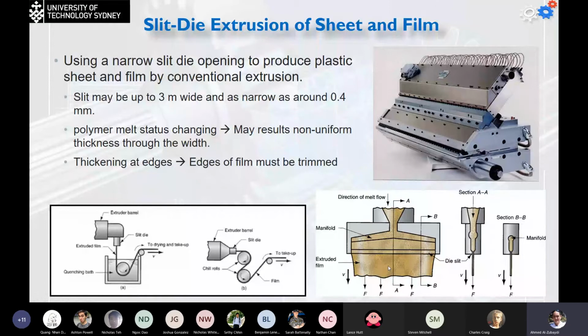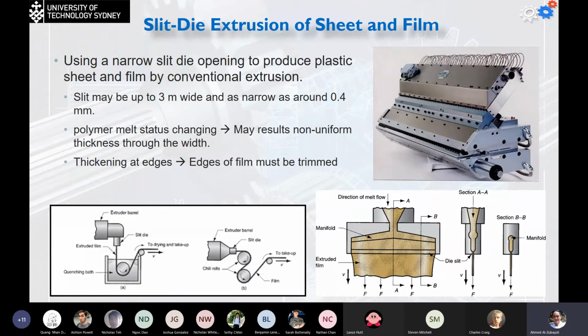The slit can be up to 3 meters wide and as narrow as 0.4 millimeter thickness. This often results in non-uniform thickness through the width, because the polymer melt status changes, as you can see here. So usually we're going to have it thicker at the ends and thinner in the middle, so we need to trim the unwanted part. The edges of the film usually must be trimmed because the thickness at the edge is going to be higher, as we mentioned earlier.